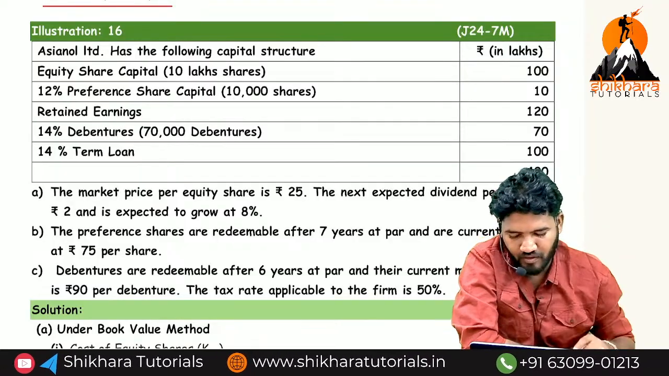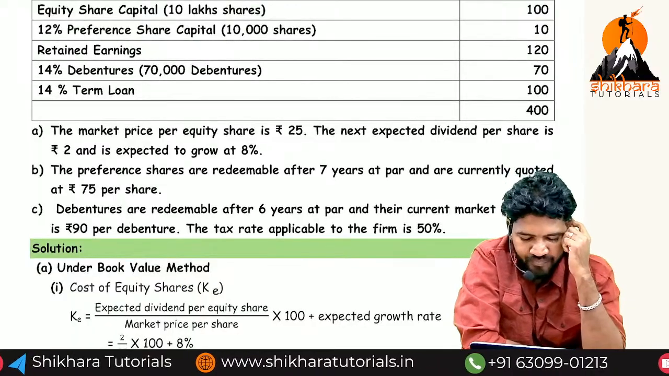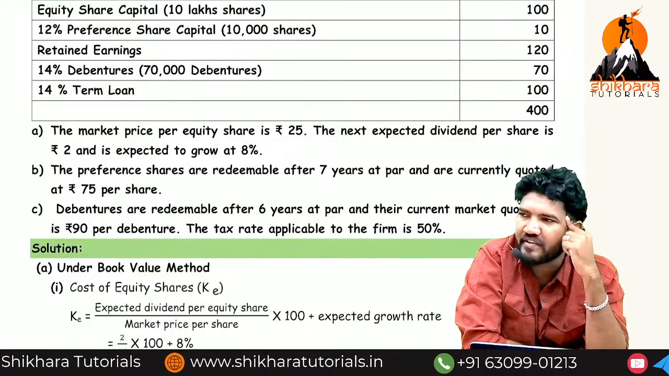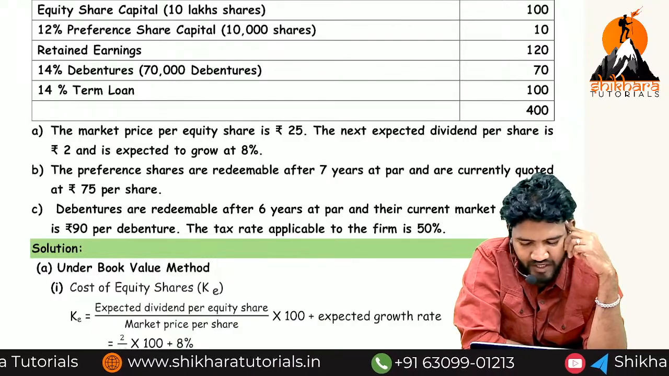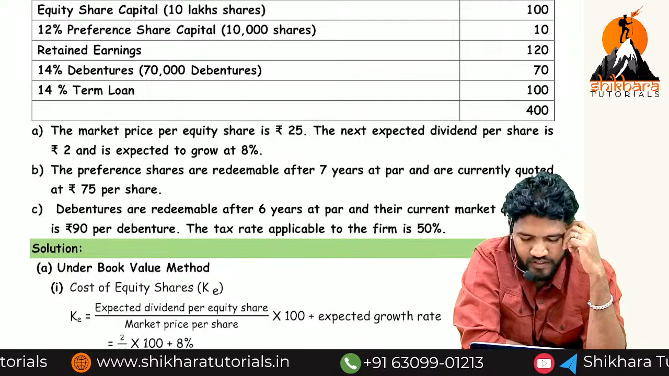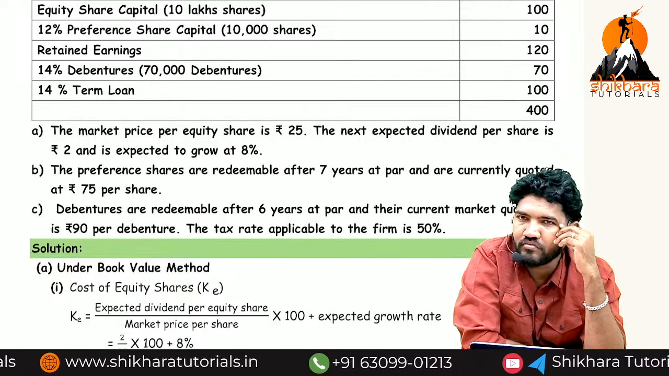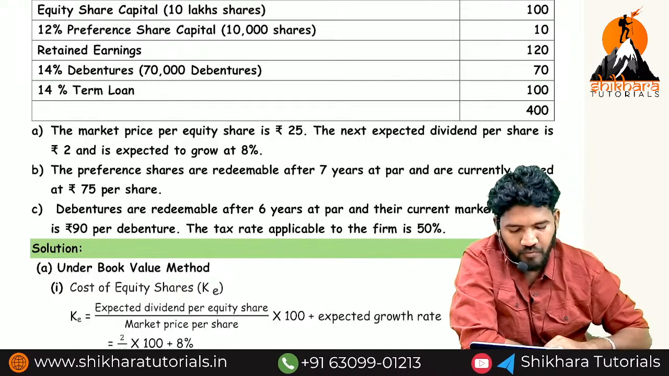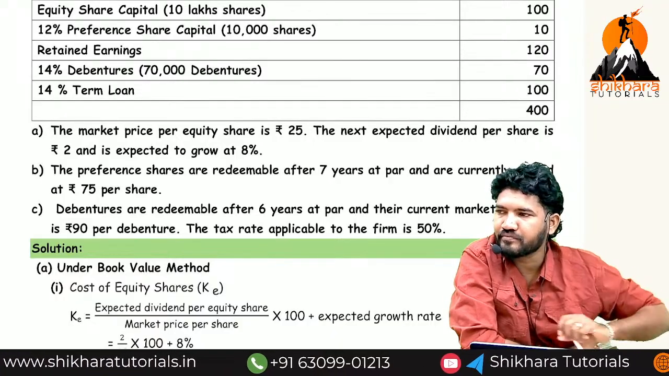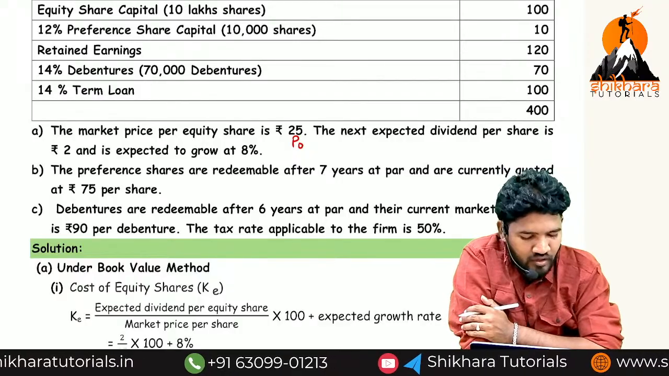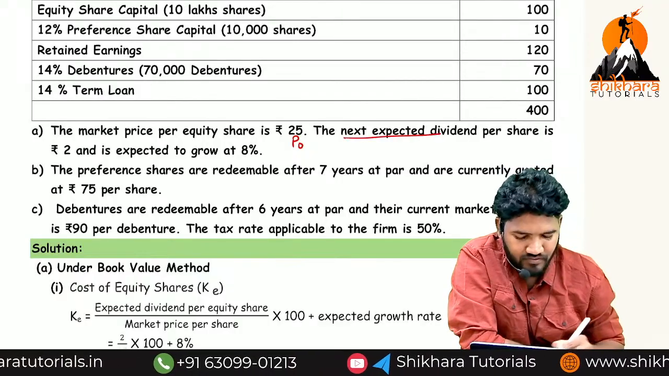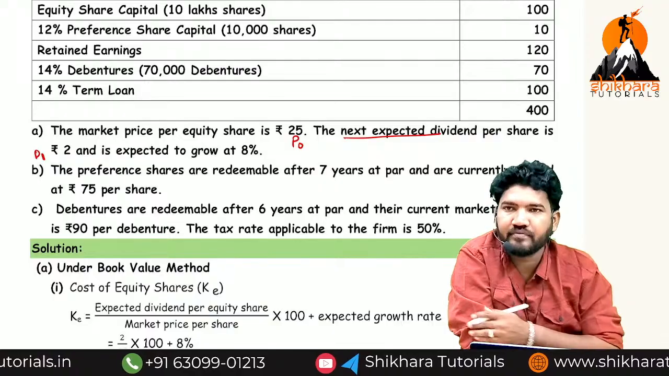Let us come to the additional points they said. The market price per equity share is 25 rupees. The next expected dividend per share is 2. What is the 2? What about the 25? P0. Now the next expected dividend means D1.